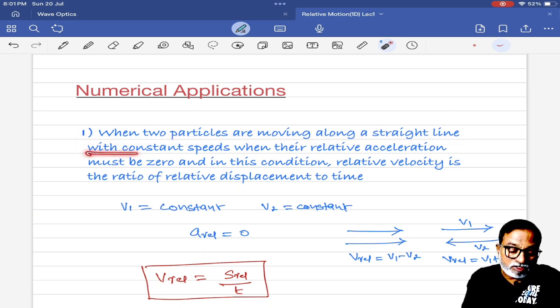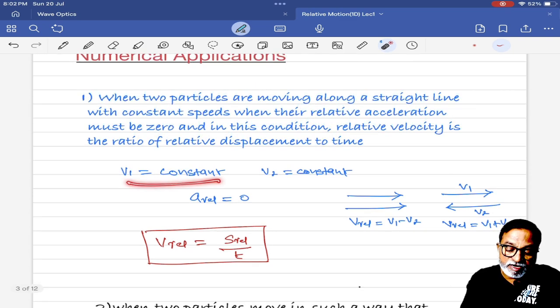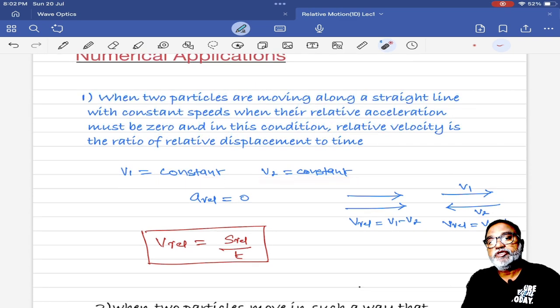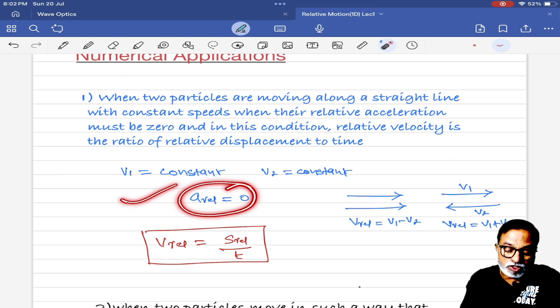See, for this relative velocity in numerical applications, when two particles are moving along a straight line with constant speed, their relative acceleration must be 0, and in this condition relative velocity is the ratio of relative displacement to time. So here velocity V1 is constant, therefore V2 is constant. When velocities are constant, relative acceleration is equal to 0.